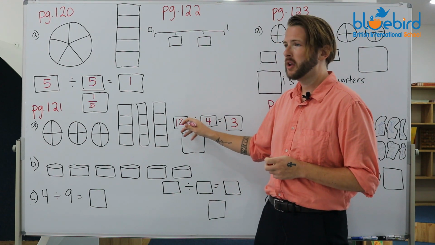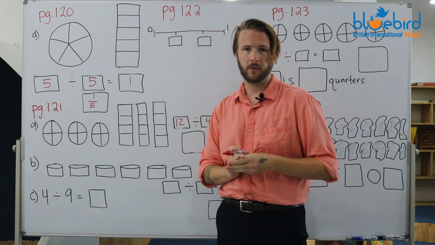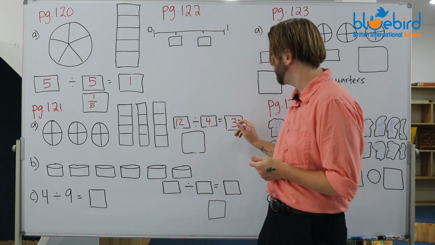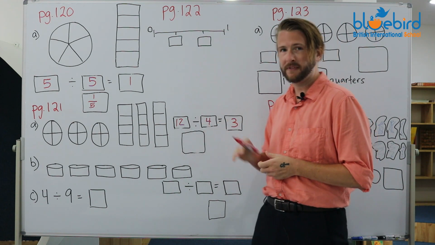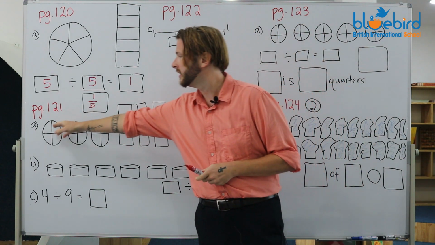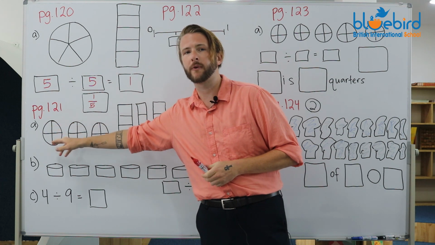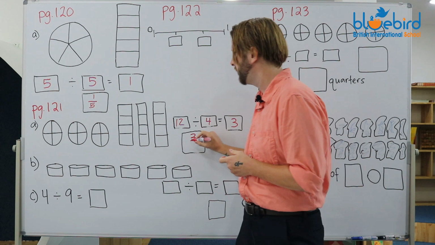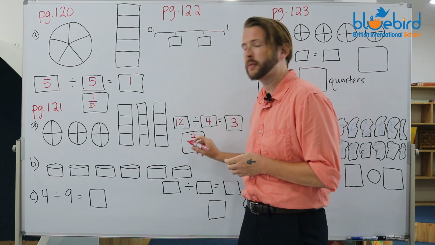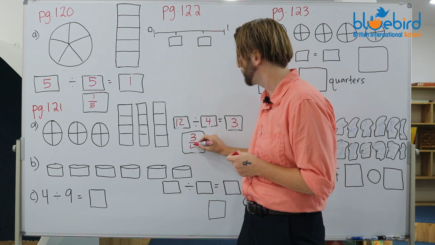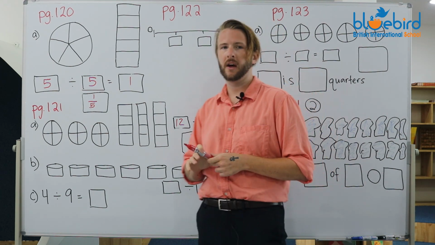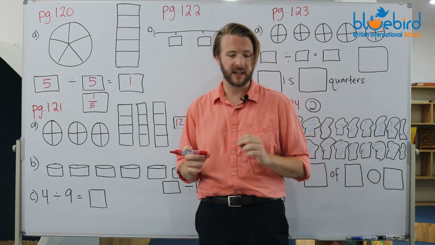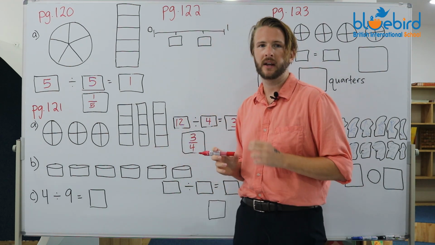However, when it says each girl will get blank of a pizza, it isn't going to be 3/12 because each pizza is only broken up into 4 pieces. So each girl is going to get 3/4 or three quarters of a pizza. That can be a little tricky, so let's try letter B as well.